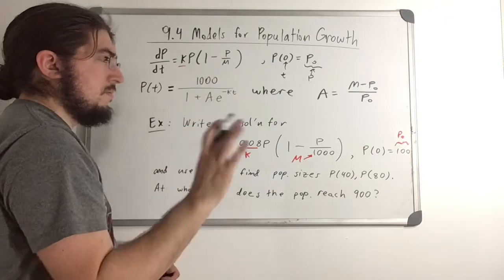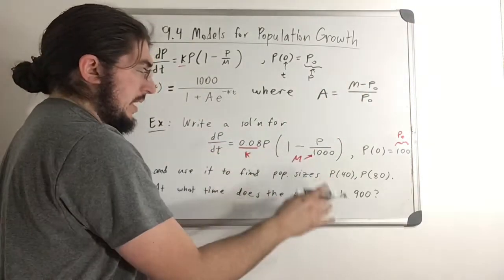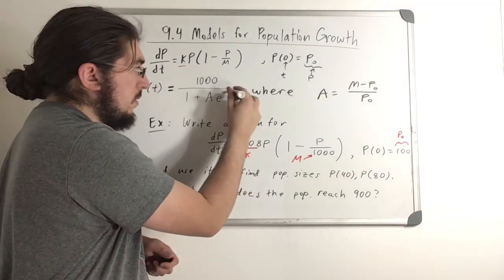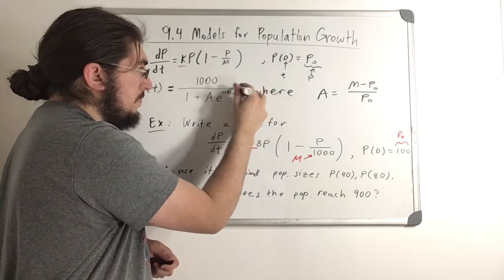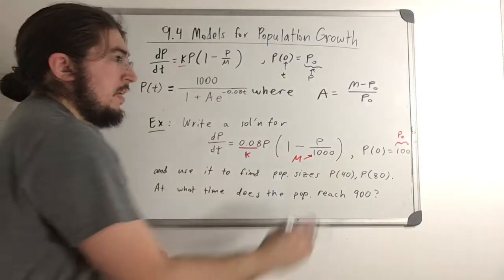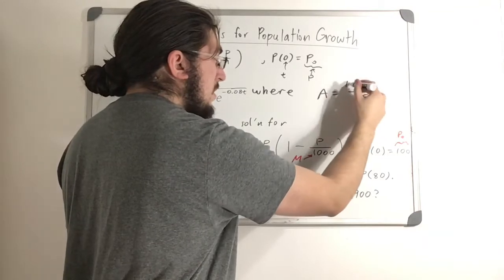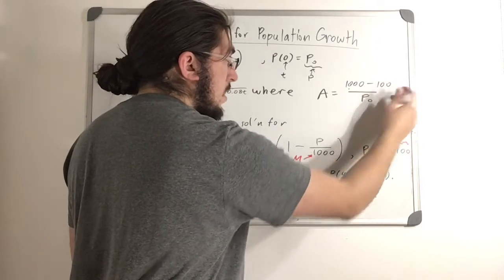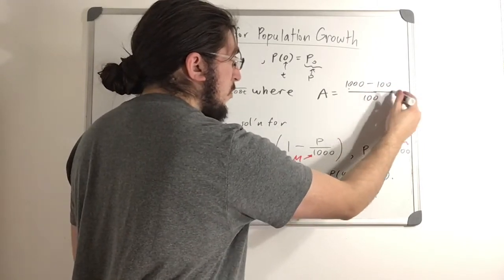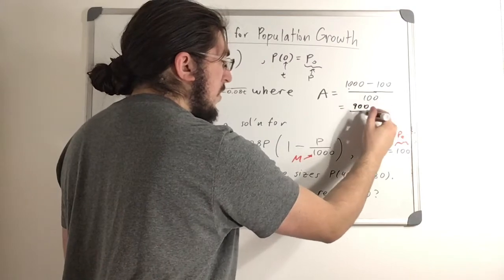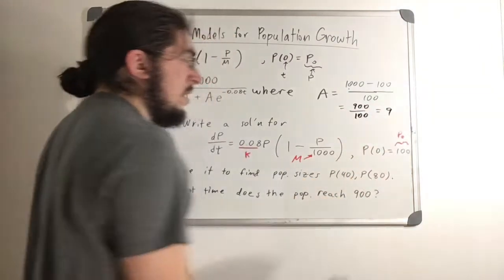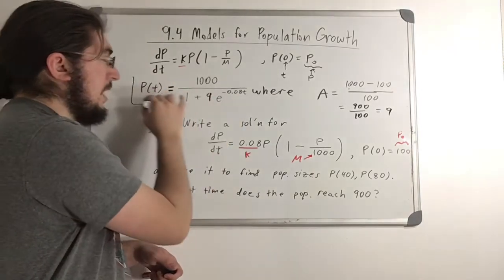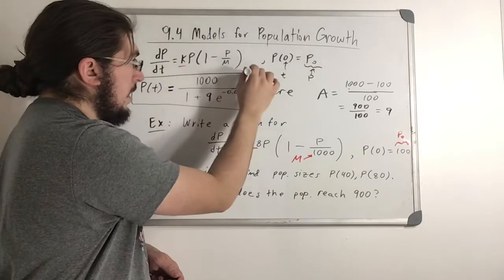What's A? Well, A is going to be this. So we'll do that in a second. But first let's fill in K. So K is 0.08, so that's going to be negative 0.08 times T, where A is this. Now remember, M is 1,000. The initial population size is 100. So it's 1,000 minus 100 over 100, which is 900 over 100, which is just 9. So A is 9, and since A is 9, we can fill it in to be 9. So this actually is the solution to that example.